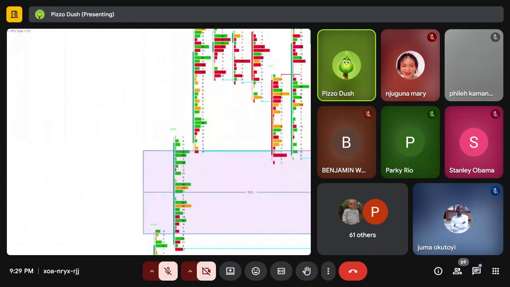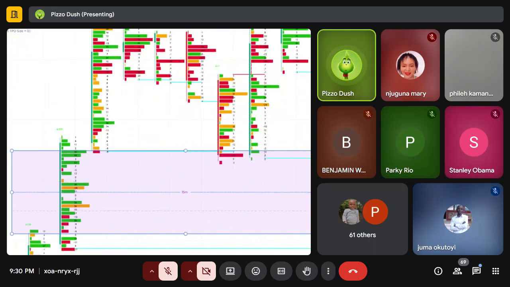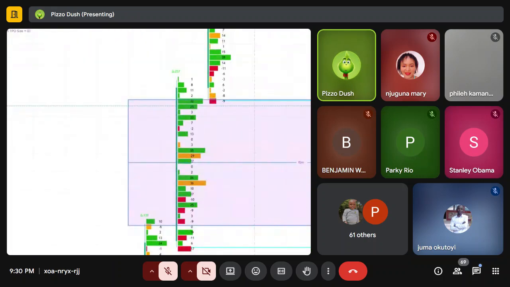It's from where? It's from here to here. Hapo. So hapo tunakuwa tuangalia ni wapi kuna buyers wengi kwa hii zone. So number 1, let's see. So if we take a look at this zone and this zone, so definitely this zone, it's 32 followed by 25, then 23, then 35, then 26, then 36, then 25, then 17.